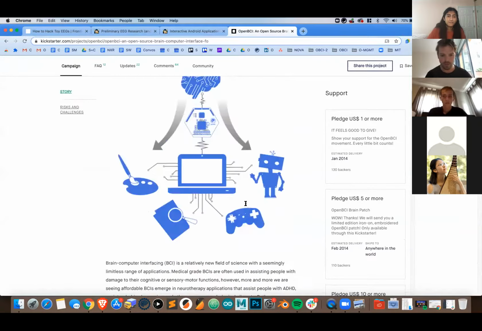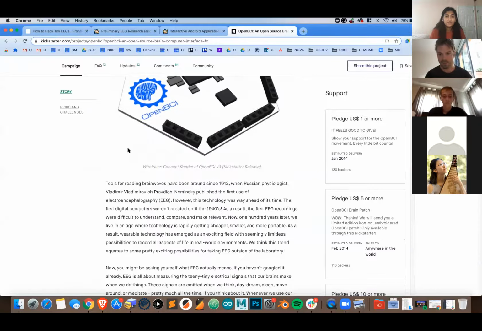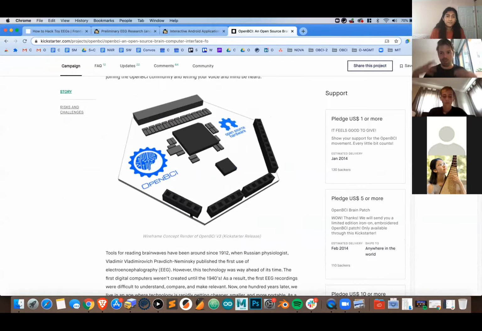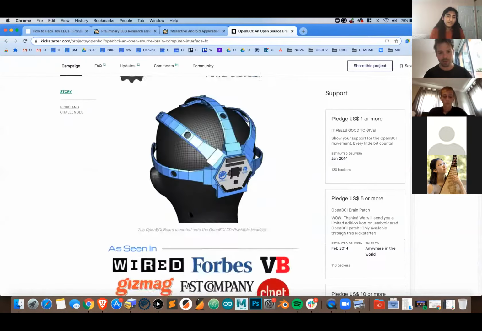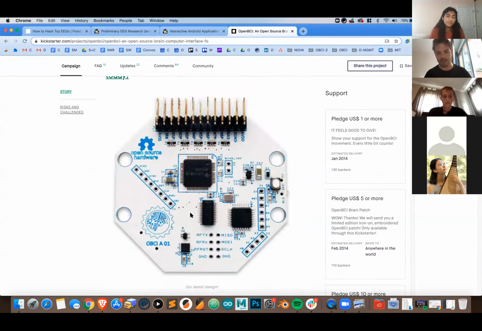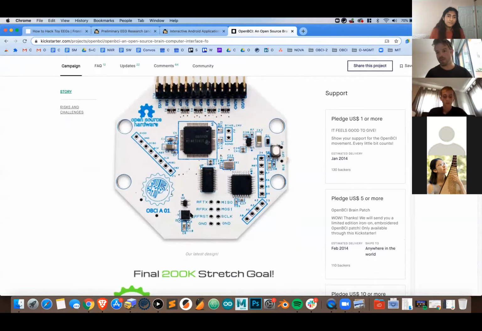which at the time looked like this in our mind. So they were hexagonal, but that was the 3D concept render of the board prior to us launching the campaign. And then of course we ended up building the first OpenBCI board, the Cyton, which I will demo for you guys soon. And that was really the beginning of the company, OpenBCI.